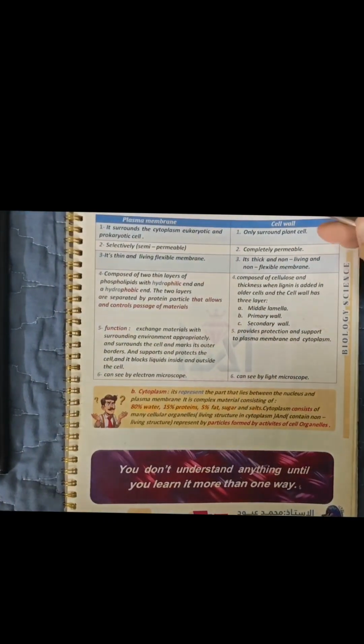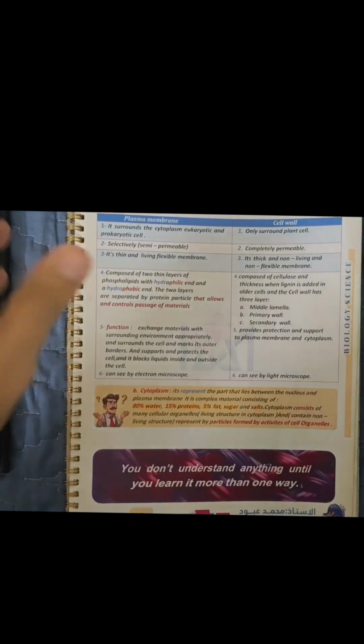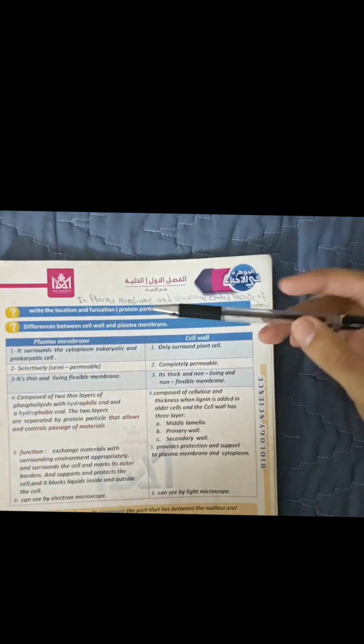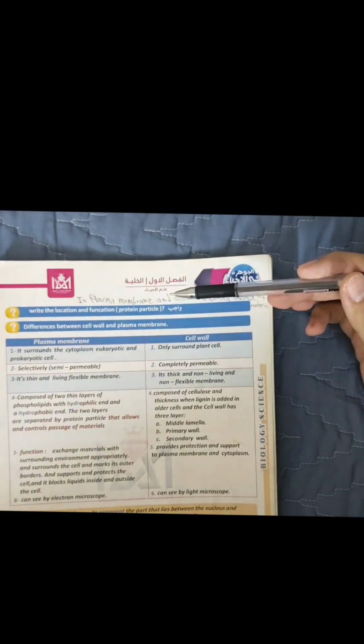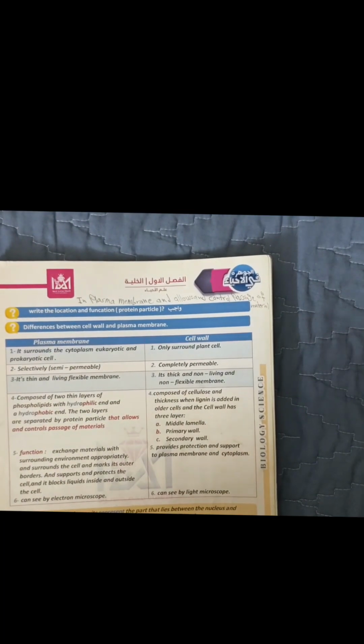Write the location and function of a protein particle. Well, the location, as we said before, sorry, I didn't think you guys could see this. Give me a sec. Yeah, it says write the location and function of protein particle. Well, as we said just before, it's in the plasma membrane and allows and controls passage of materials. That's what it is, basically.